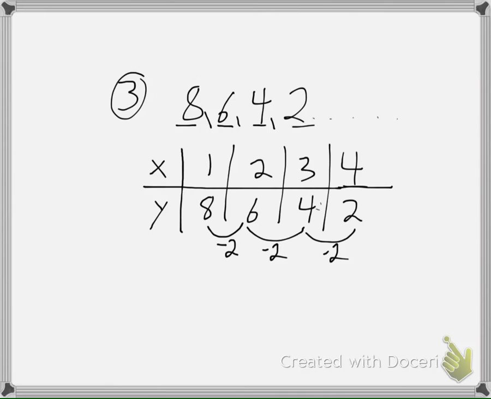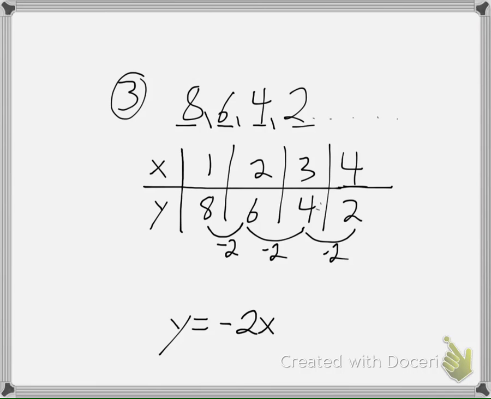Repeated subtraction is multiplication by a negative number. Okay? If I subtract 2 and then subtract 2 again and then subtract 2 again, well, if I'm looking for the 14th term, then I'm subtracting 2 14 times, right? So when we find a pattern that is a repeated addition or repeated subtraction, then we think of that as multiplication. So this equation would be y equals negative 2 times x.